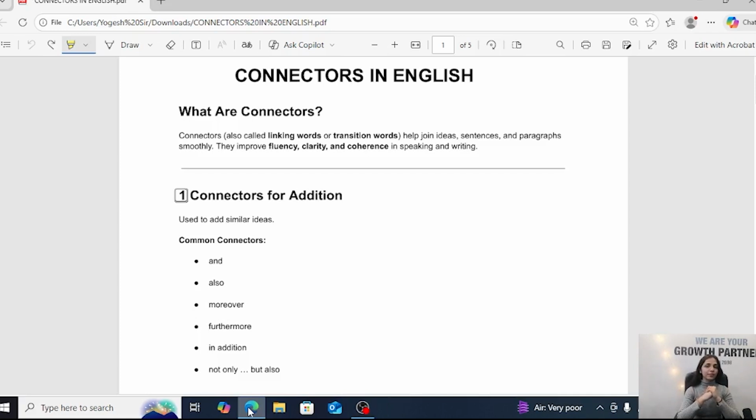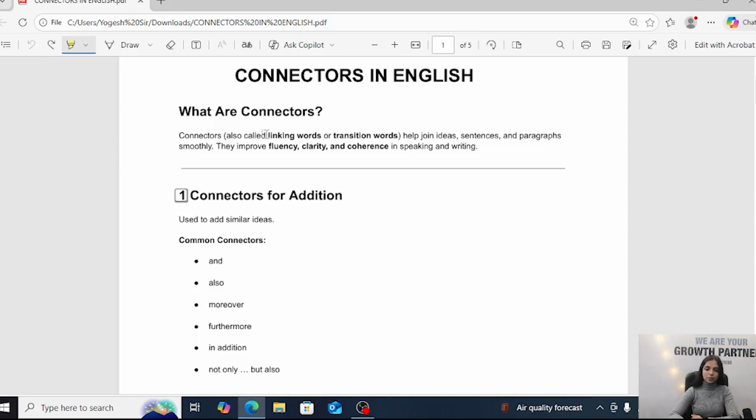Connectors is one of my favorite topics. I even put more emphasis on connectors than on vocabulary, because connectors help you to fill the fillers. We will today see the different kinds of connectors and the different situations where we can use different connectors in a varied form. So let us see what connectors are first.